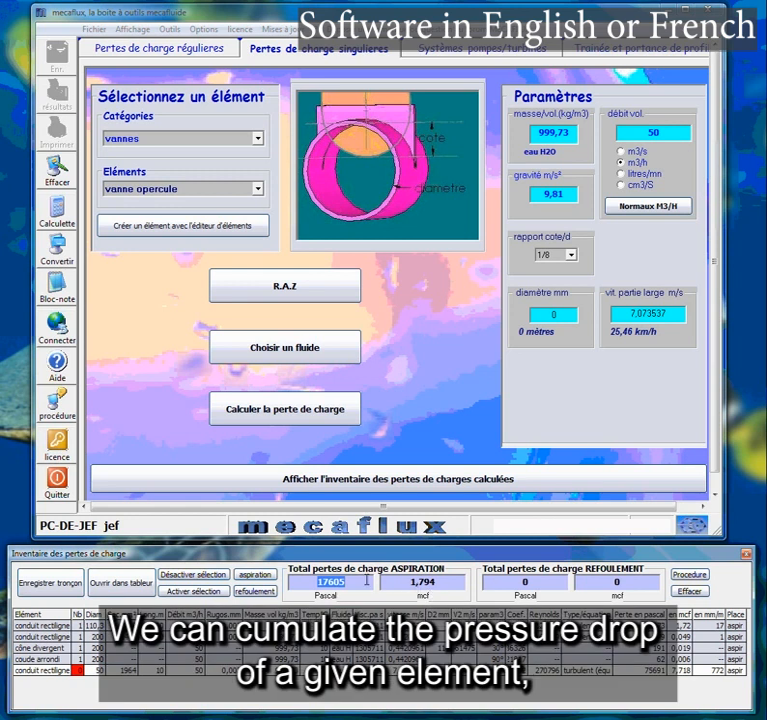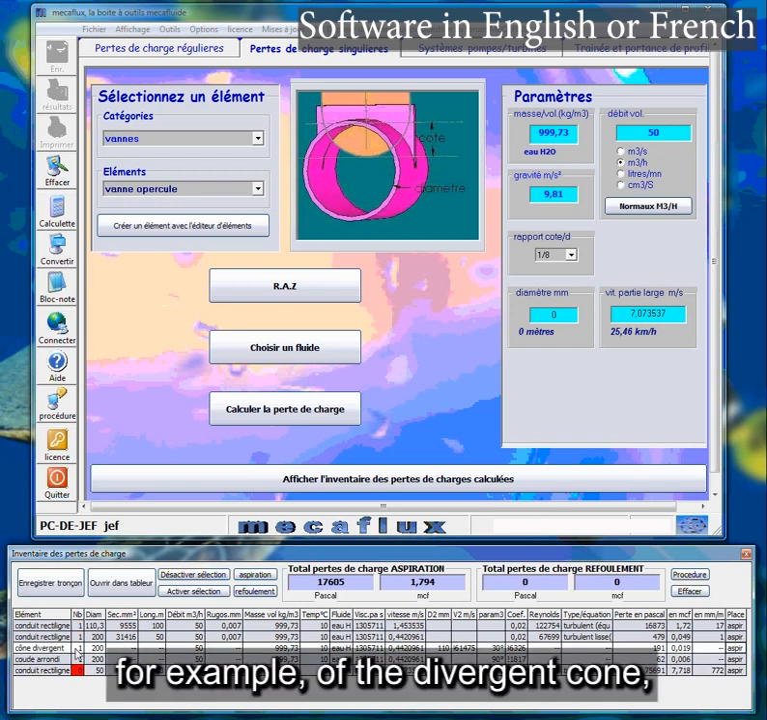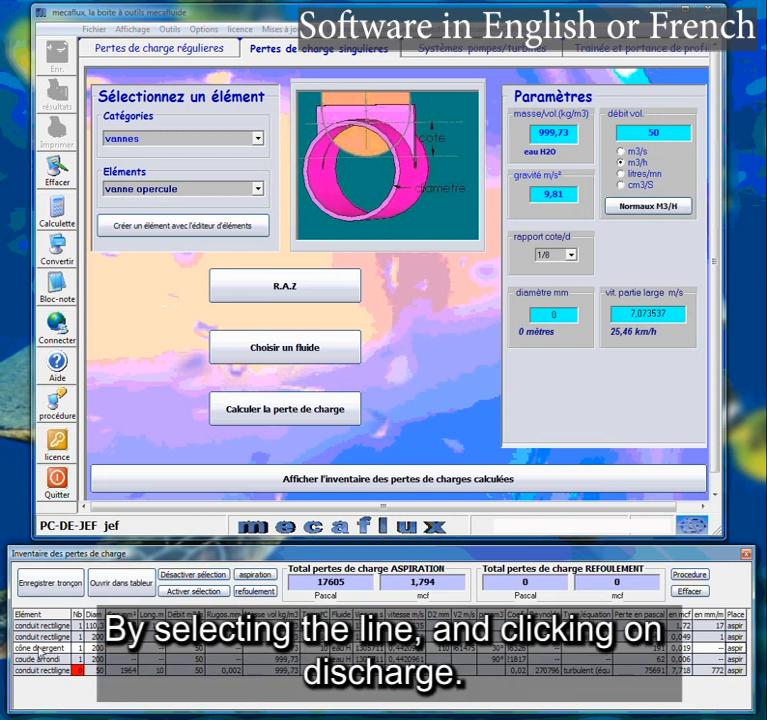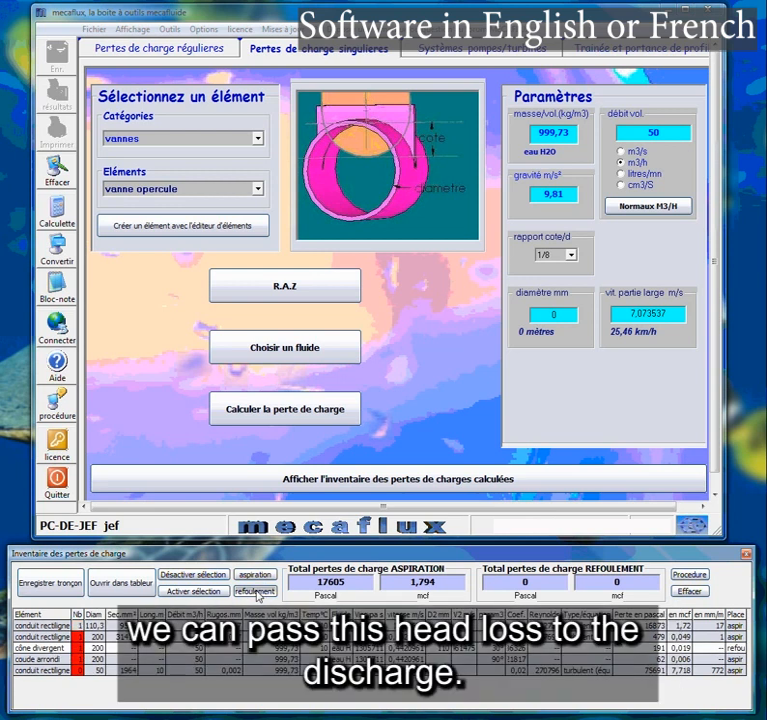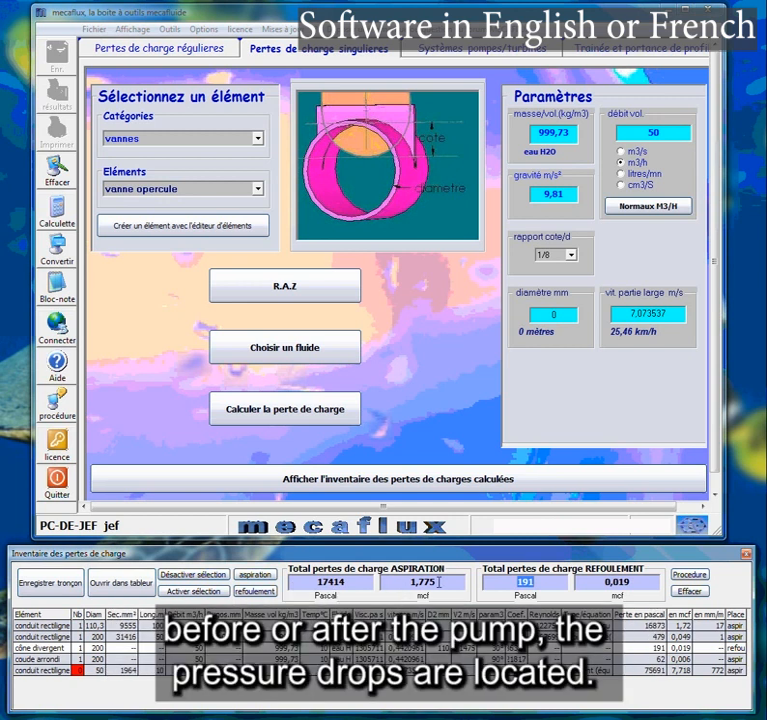We can cumulate the pressure drop of a given element, for example, of the divergent cone at the discharge. By selecting the line and clicking on discharge, we can pass this head loss to the discharge. We can therefore choose in which part of the network, before or after the pump, the pressure drops are located.